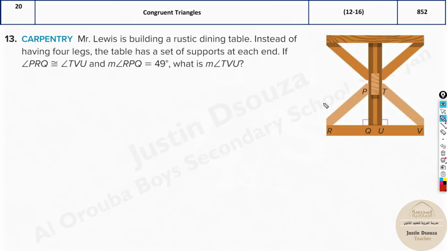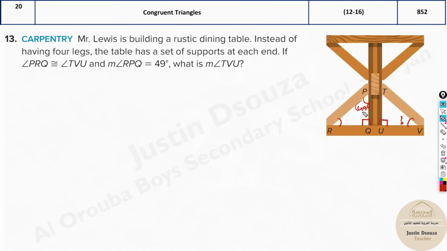If PRQ, this angle, is equal to TVU, this angle, and RPQ is given to be 49 degrees. And we also know this is equal to, over here, 90 degrees. So what is the measure of TVU? This one is unknown. Now this is not a regular table where you generally have 4 sets of supports, isn't it? No. This entire thing is a support which is going down, and this one is the entire thing for support.